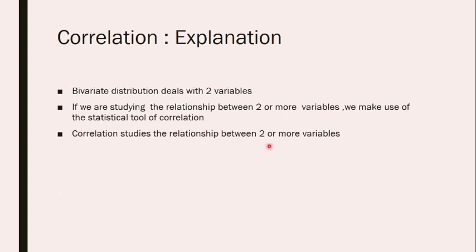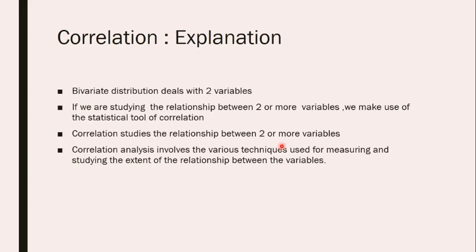Correlation studies the relationship. So as I said earlier, correlation studies the relationship between two or more variables. It involves various techniques used for measuring and studying the extent of the relationship between the variables. Now let's take a deeper look.